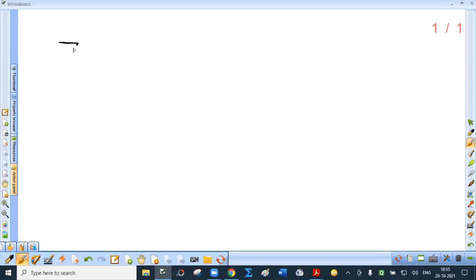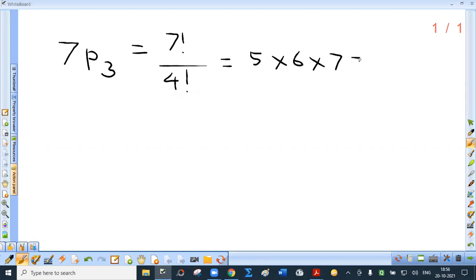Therefore, they can be arranged, see on the screen, in 7P3 equal to 7 factorial upon 4 factorial equal to 210 ways.